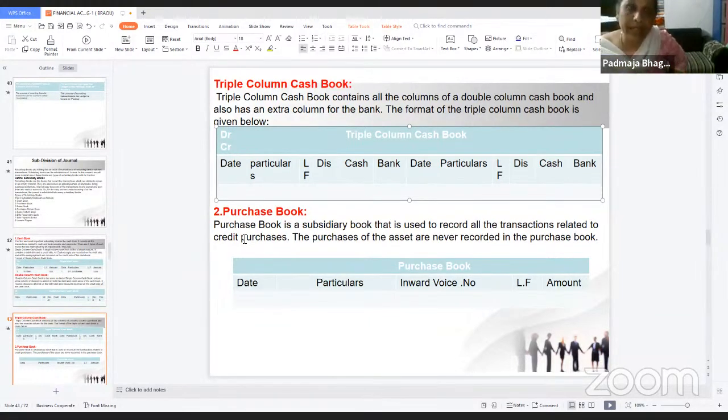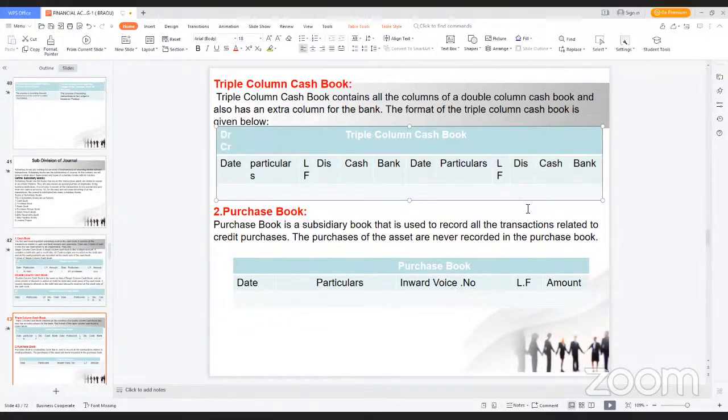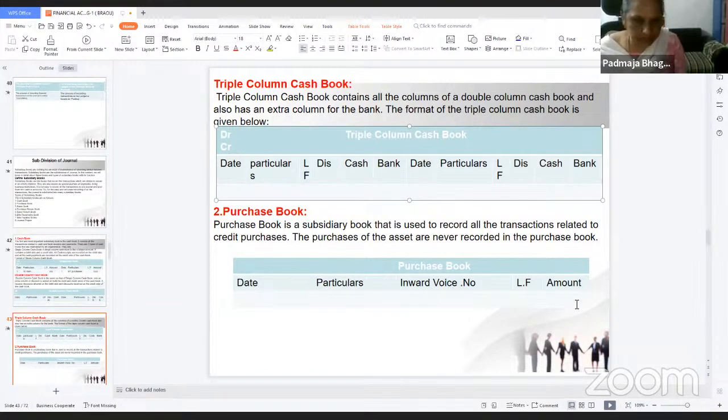Next, you can see here: date, particulars, inward invoice. There you will be writing now. If you are giving on credit, one number will be there, and you have to write that number on the receipt. If you are taking on credit, then the ledger folio and the amount.